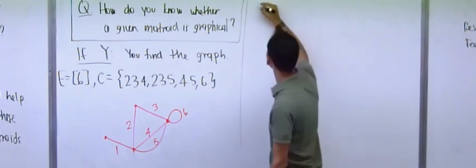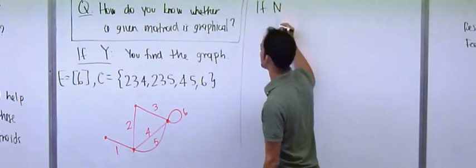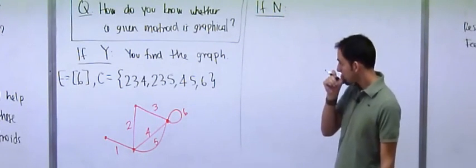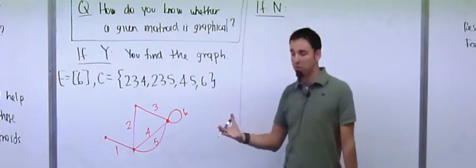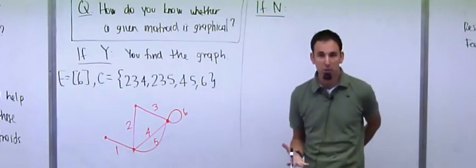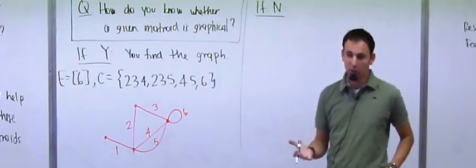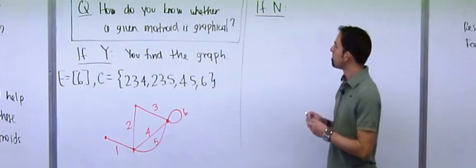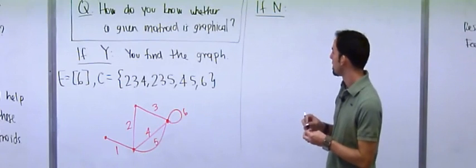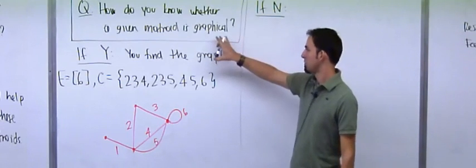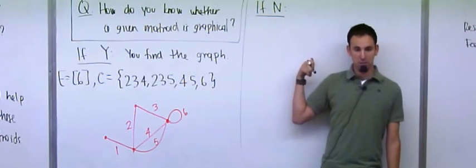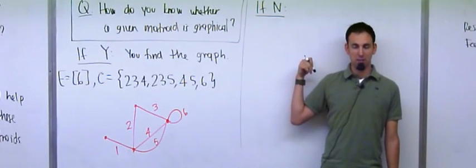What if it's not? What if I give you a matroid and it happens not to be graphical? Then how are you going to convince me of that? Or how are you going to convince yourself of that? Now, let me ask you something. Have we faced this question before? When?